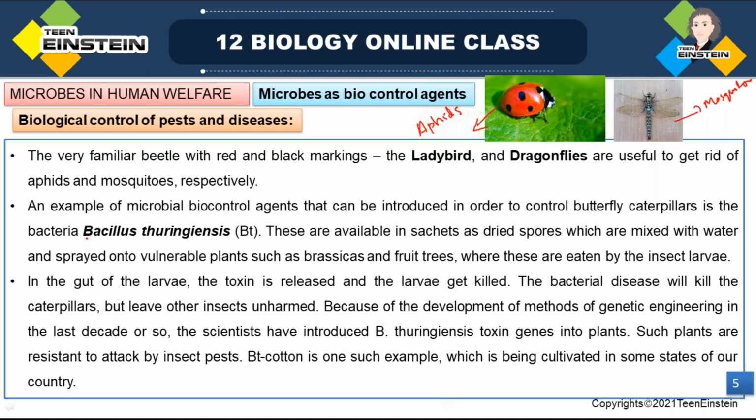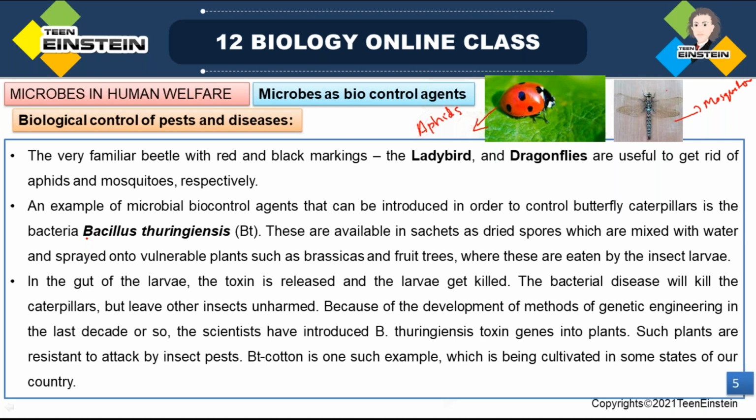Now, Bacillus thuringiensis is available as a sachet, like dried spores. We can mix this with water and spray it onto plants like fruit trees, then brassicas, then... what will happen if you are spraying this?